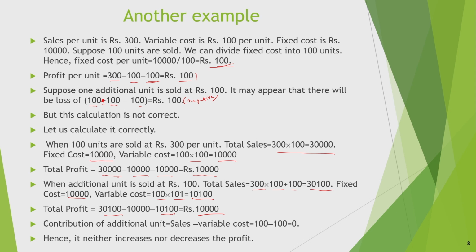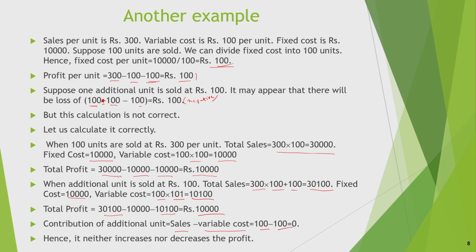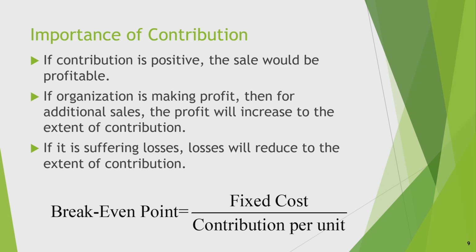So, the contribution of the additional unit, if you calculate, is sales minus variable cost. So, sales was 100 and you sold it, variable cost is also 100, you sold at 100 and 100. Therefore, contribution is 0. Hence, it neither increases nor decreases the overall profit. So, contribution can give you some guidance: unless your contribution is negative by selling some unit, you are not at loss.